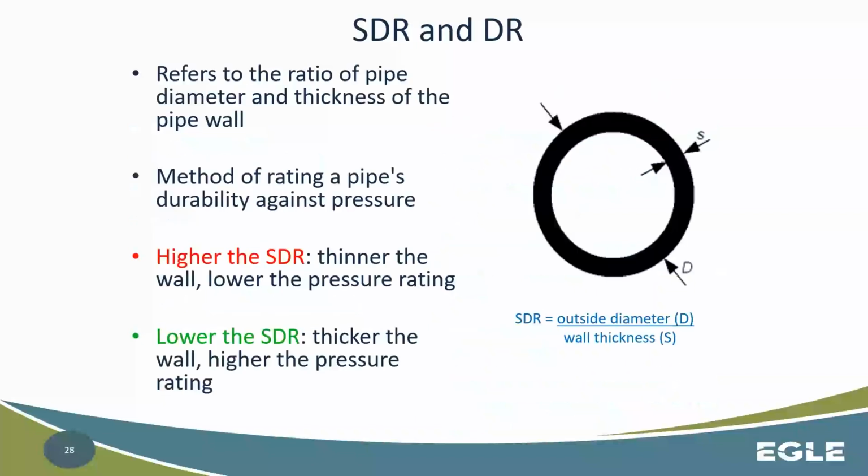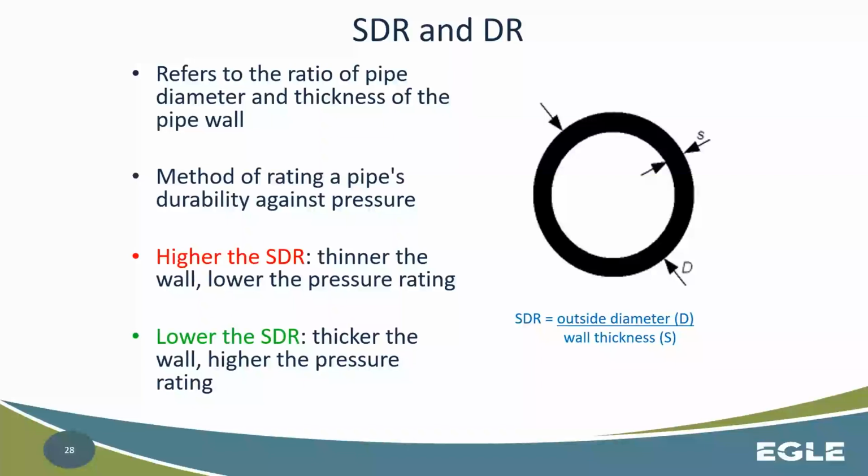So as we had discussed a little bit earlier, we're getting to that SDR, right? That standard dimension ratio concept. As I had mentioned, this helps with pressure classification and things like that. Essentially, it's just a ratio. The SDR is the ratio of the outside diameter over the wall thickness.